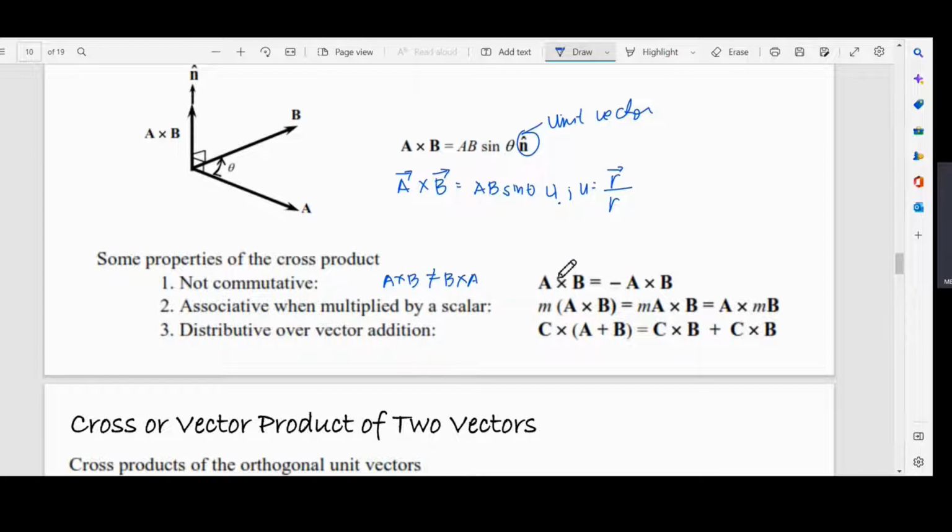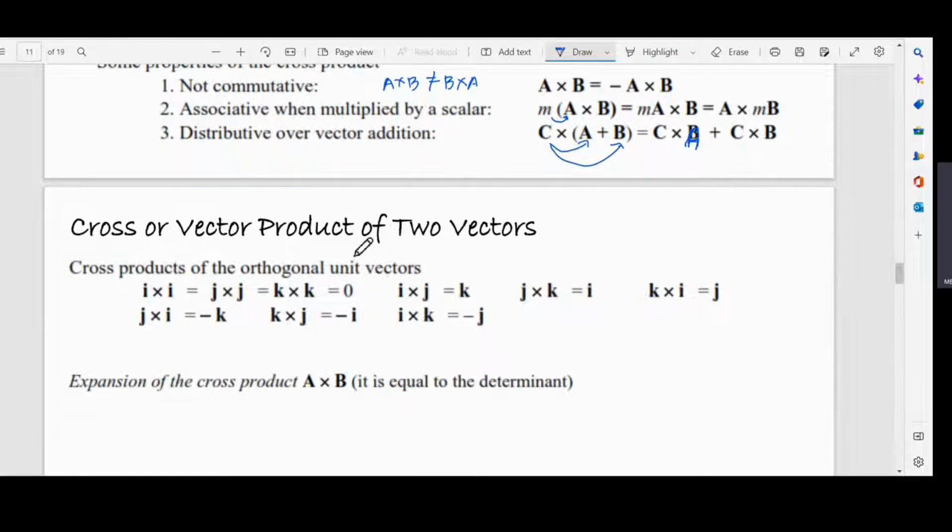It is also associative when multiplied by a scalar. So, we have here a scalar M. When we distribute our scalar M, it will be equal to M multiplied by the Cartesian vector A plus the Cartesian vector form of force B, or it can also be A cross M B. And then, it is distributive over vector addition. So, we have here C cross A plus C cross B. Okay? C cross A plus C cross B. So, these are the properties of our cross product.